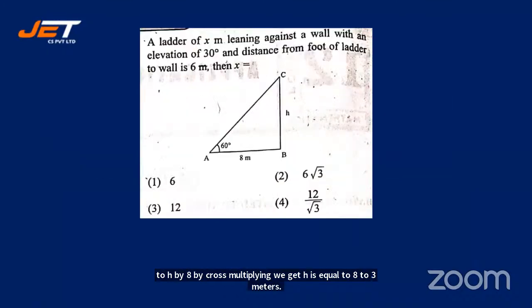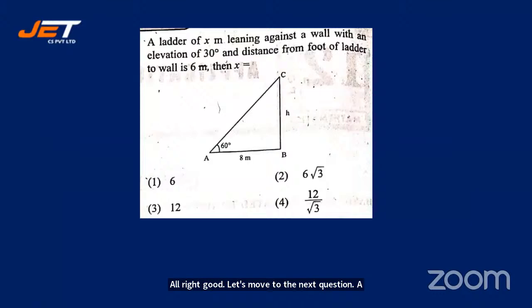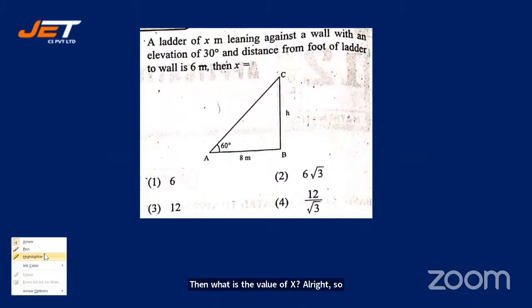A ladder of x meter leaning against a wall with an elevation of 30 degree and distance from foot of ladder to wall is 6 meters. Then what is the value of x? All right. So quickly find it out. The picture is already given to you, isn't it? So you can do it. I can give you a clue.